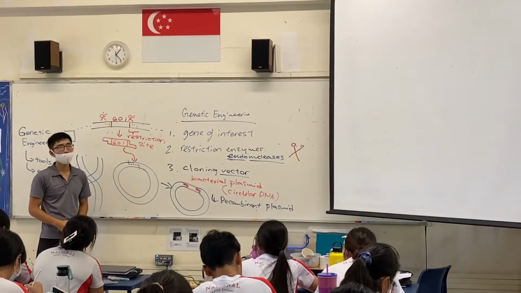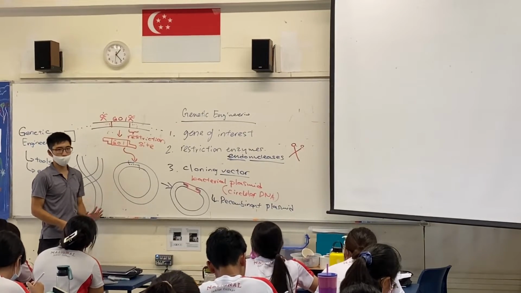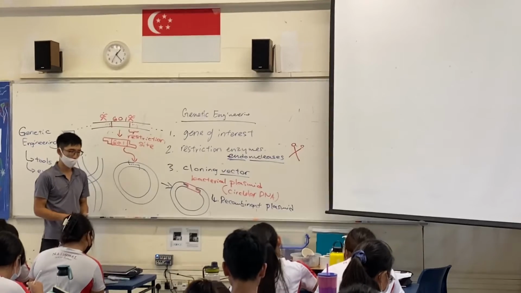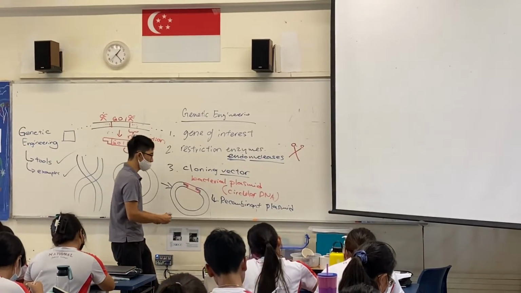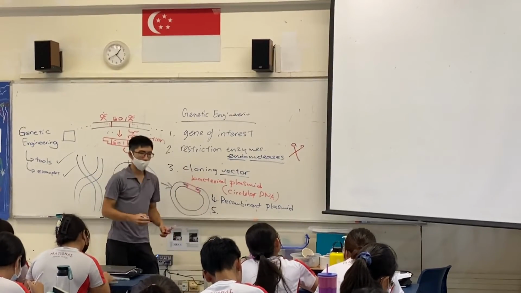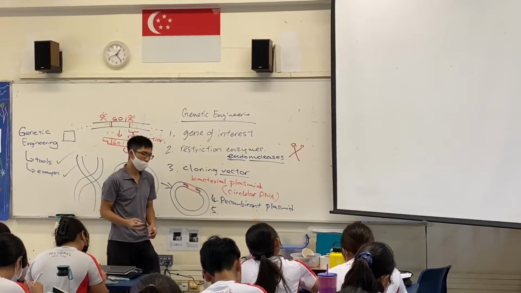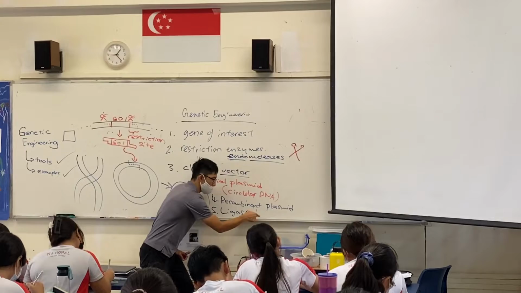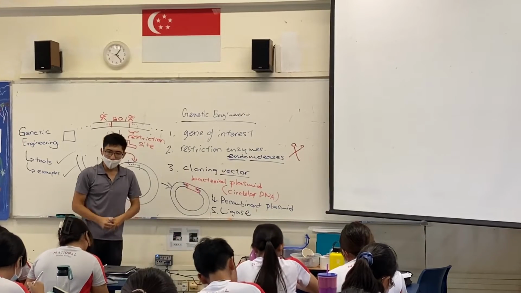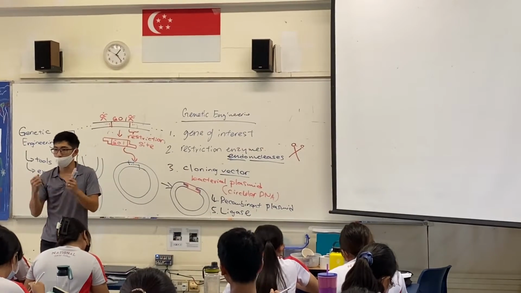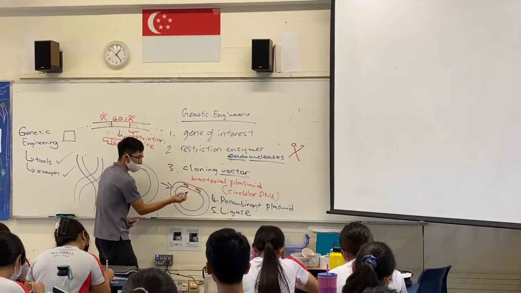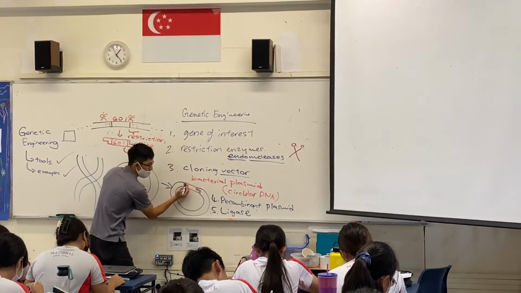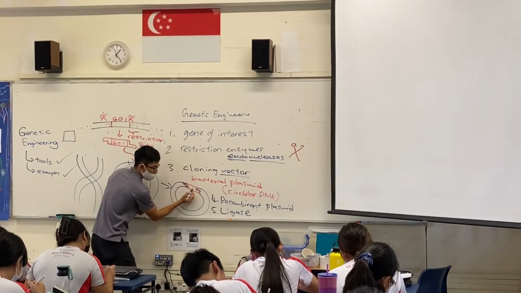One last tool. If we cut things, we must stitch it back together. We need a glue of some sort. This glue comes in the form of, it's not really a glue, it's a tool. It's an enzyme called ligase. Ligase acts as the enzyme that stitches it back together. Because at the moment, it may fit like a puzzle, but we still need to be able to stitch it back together.